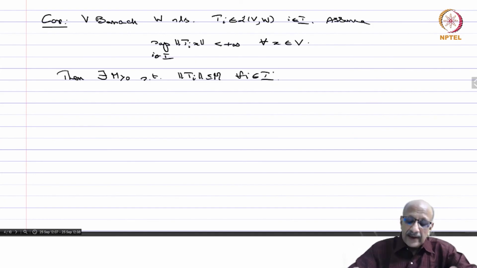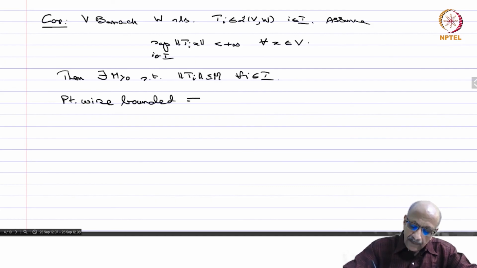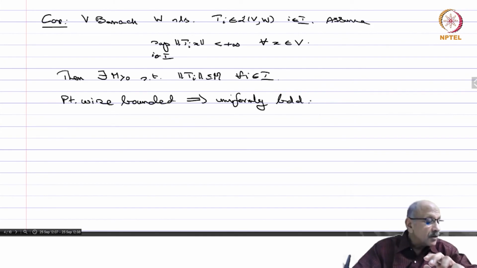So we have simply excluded the second possibility, and therefore this is just the first possibility in the previous theorem, and therefore you have pointwise bounded implies uniformly bounded. So that is why this is called the uniform boundedness principle.